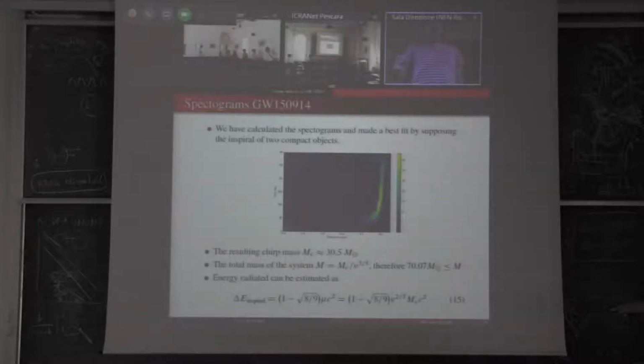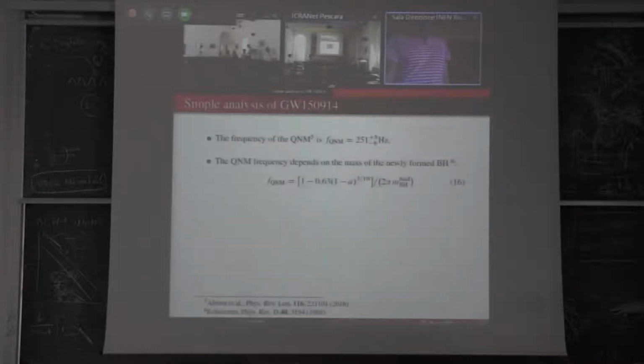And with this, we analyze the first gravitational wave detection. Using the spectrogram, we can obtain the chirp mass. Remember that the first part is dominated by the chirp mass, and we have obtained that the chirp mass is around 30 solar masses. And also we make an estimation of the energy in this first part. And with the chirp mass, we compute a lower limit of the mass. The lower limit is 30 solar masses.